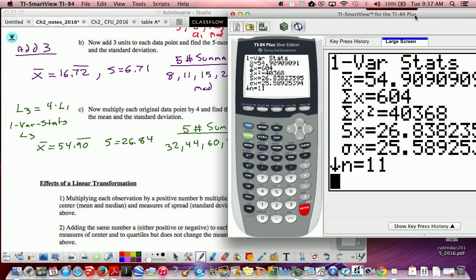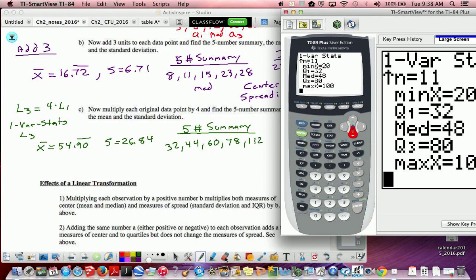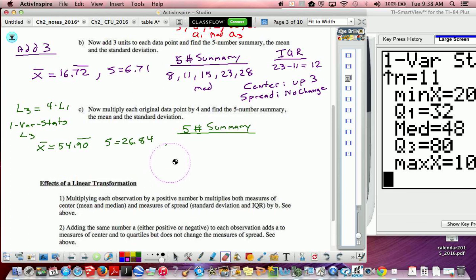I'll double check that. So I'm just trying to multiply them all in my head real quick. Yeah, you were a little off. I was a little off. Oh, I know why I'm way off. I'm multiplying these numbers instead of the original set. So, 20, 32, 48, 80, and 100. That's much better. IQR. Let's see, 80 minus 32 is 48. My goodness. Why am I putting a 6?